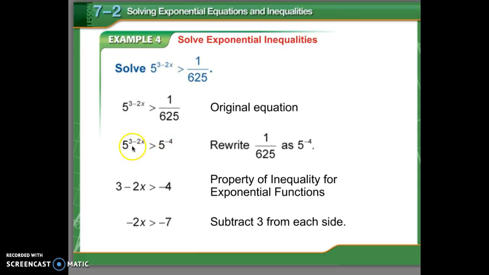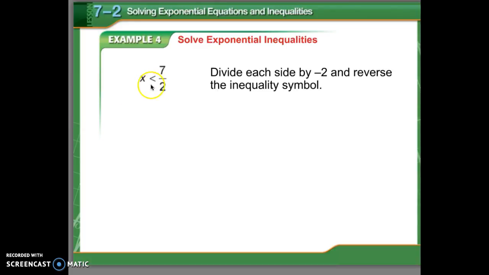So now we have the expression 3 minus 2x is greater than negative 4. Based on the bases being the same, we can just look at the exponents. So we're going to solve that inequality for x, and we get x is less than 7 halves. Remember that every time we divide by a negative number, we flip the inequality sign. And so our answer is x is any number less than 7 over 2, which is 3.5 if you prefer decimal values.